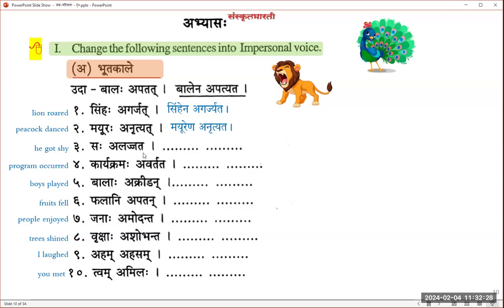Saha alajjata. Tena alajyata. Well done. So lung, you can say kartari to lang bhave switches are happening. What we are additionally learning, karmani also works the same way, except we are learning the lung forms of akarmaka dhatus here largely. So he became shy or something like that. By him, it was shied. I mean, shyness was felt. Okay, alajyata. This one. Okay, karyakramaha avartata.